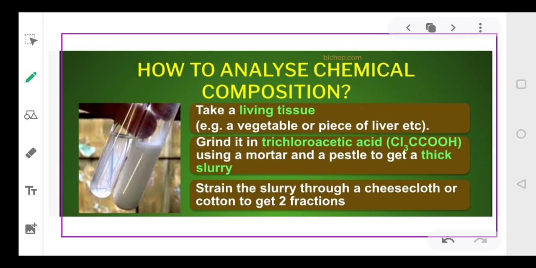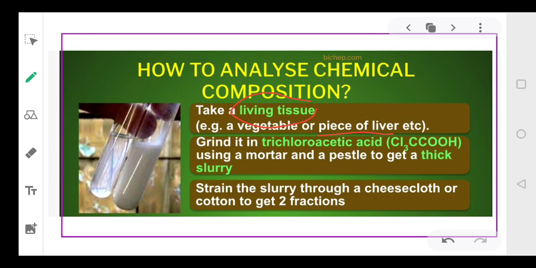Now the question comes, how to analyze the chemical composition? How can we analyze the chemical composition of a substance? So for this, what should we do? What is the procedure for this? Let's find out. First of all, we will take a living tissue. Means you can take any tissue from the living organism. Whatever part, it can be a vegetable, it can be a piece of liver, pancreas, any component that you want to analyze. So first we will take a living tissue.